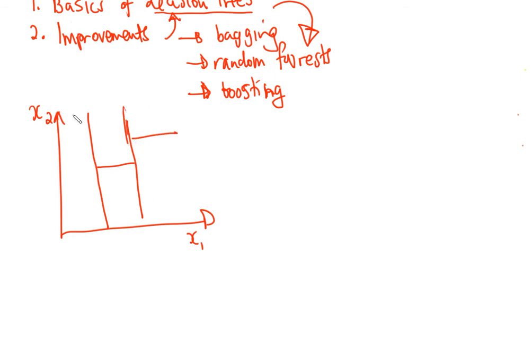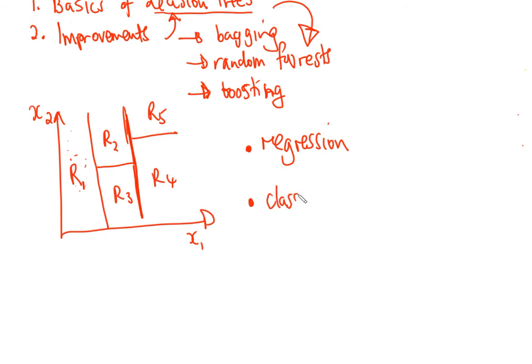Let's say we have our Cartesian plane, x1 and maybe this is x2. Tree-based methods divide the Cartesian plane into regions, and then they'll say every point in here is part of region number 1, this one number 2, number 3, number 4, number 5. So they divide the predictor space into a number of simple regions for either regression or classification.